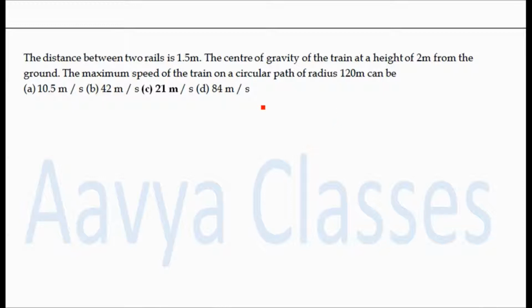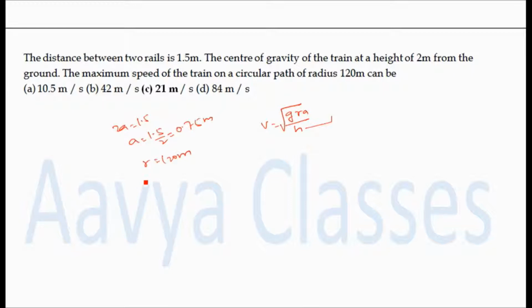then the maximum speed of a car without overturning on a flat road is given by v is equal to square root of gra by h, where h is the height of the center of gravity from the road, and 2a is the distance between two rails. So here 2a is equal to 1.5 meter and a is equal to 1.5 divided by 2, or 0.75 meter, and r is equal to 120 meter.